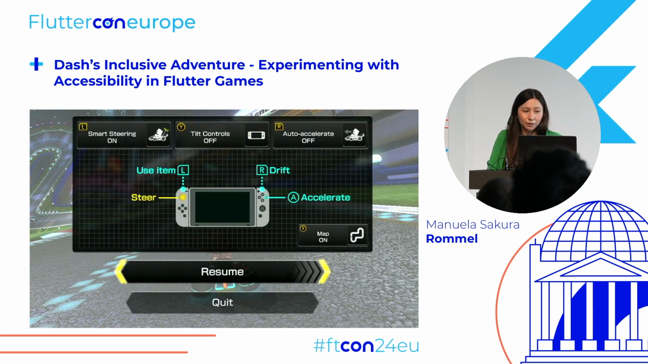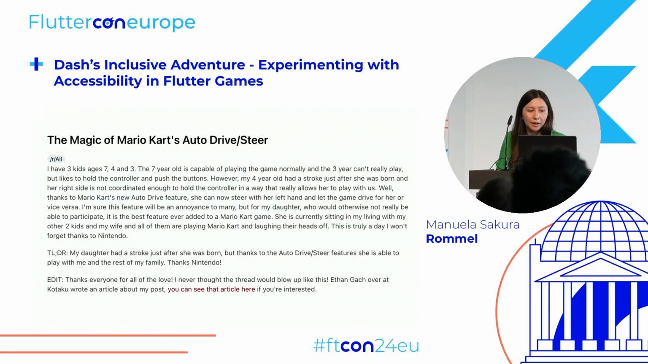One example for this is Mario Kart 8. It has smart steering and auto accelerate. And there was a nice story on Reddit about a 4-year-old with a stroke. She's usually just sitting next to her family, but with this new feature, she can actually hold the controller and kind of play with her family, which is all we want, right? So this parent is describing that the child is sitting, giggling with the others on the sofa, and I think that's the experience all game developers want to give their users.